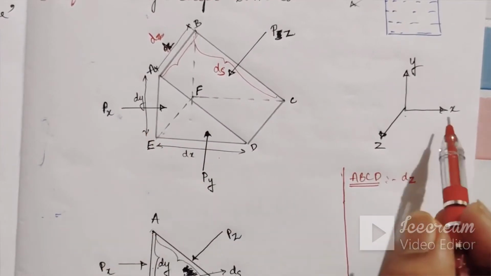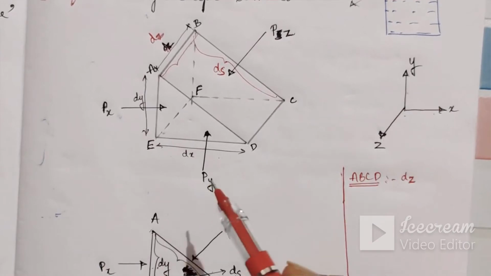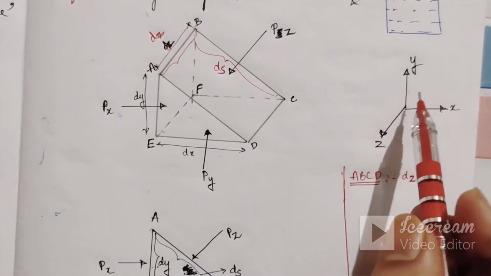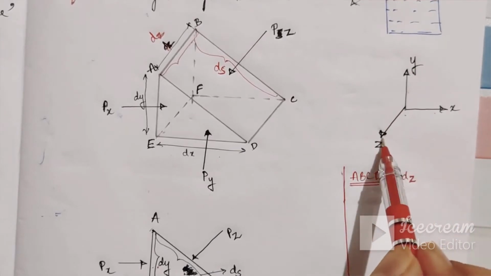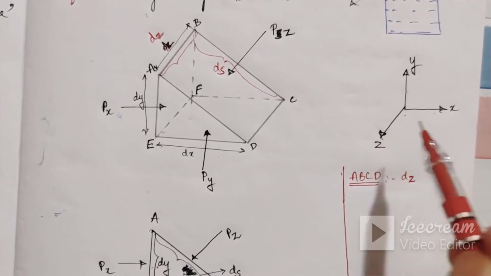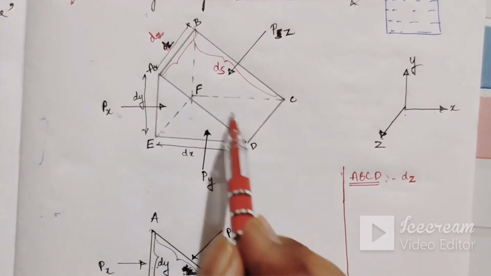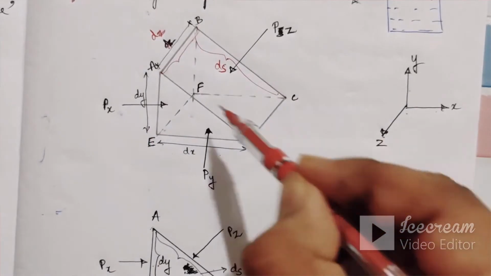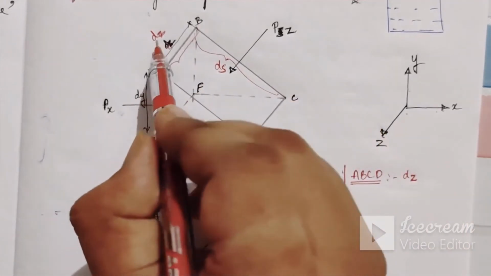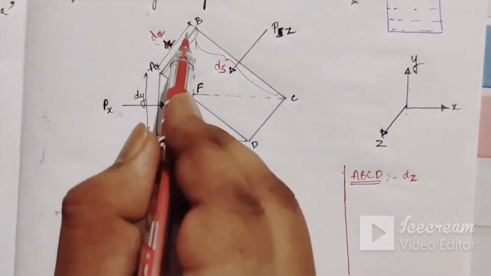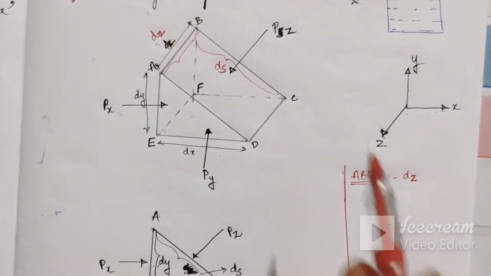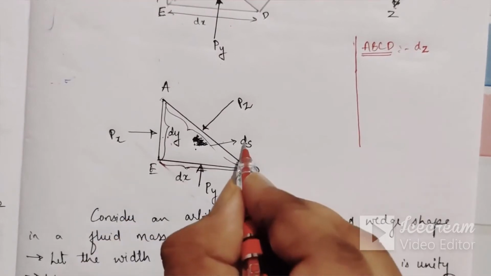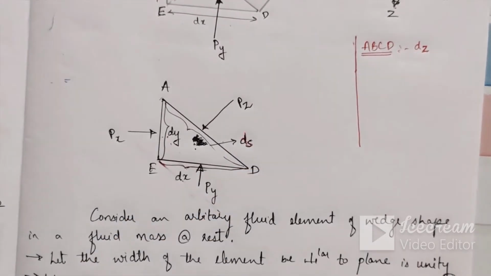In the x direction and y direction, that unity will work because it is in the same plane. Whenever I come to z, it will be another plane, right? We have to add one plane. So the unity will not work in this face. For the face ABCD, the width will be dz, not 1. The width will be dz and the length will be ds. That's why this is dx, this is dy, and I took this as ds.